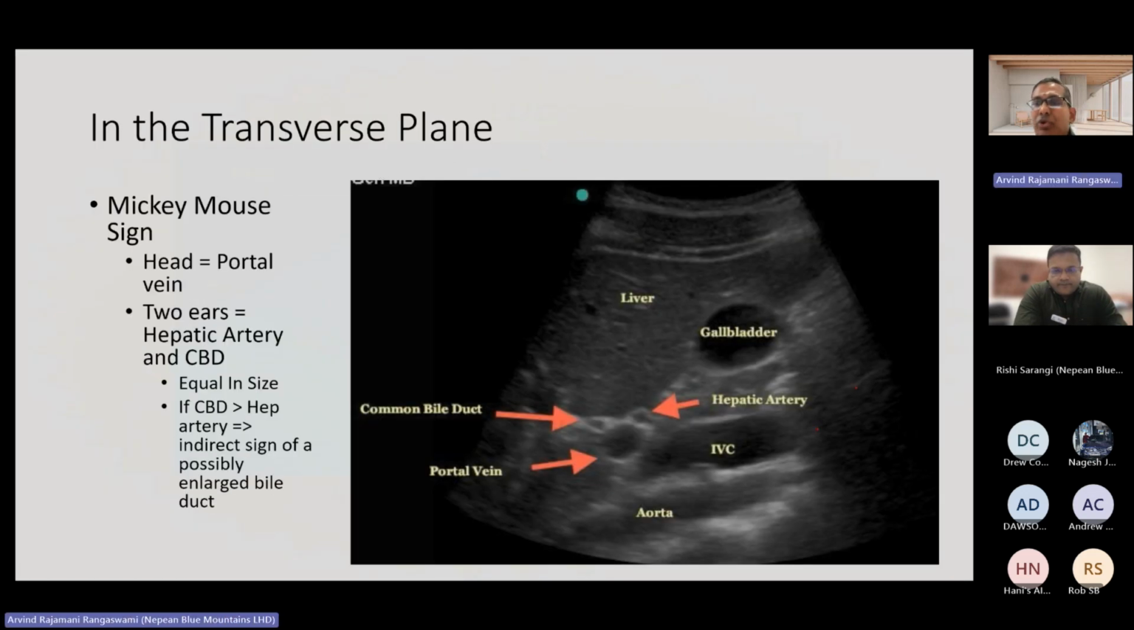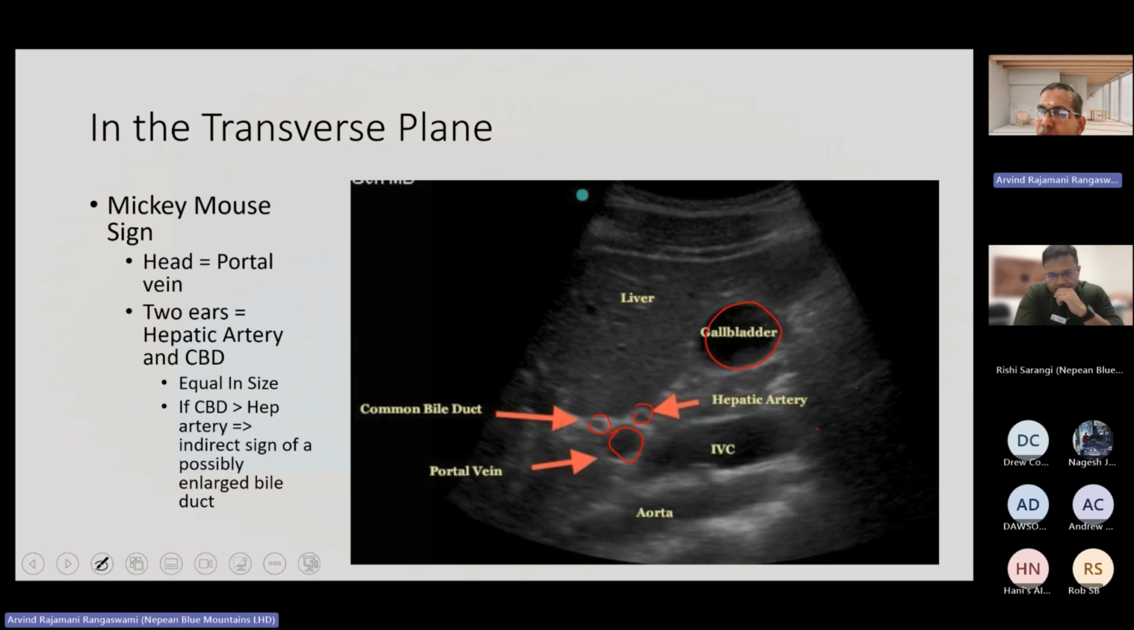Now, if you rotate the probe by 90 degrees and get the gallbladder in its short axis, which is the transverse axis, a number of the other structures will end up going longer. And here you have something called the Mickey Mouse sign, wherein you have the portal vein, which is slightly posterior, and you have the hepatic artery, which is medial to the portal vein, and the common bile duct, which is slightly lateral to the portal vein. This is called the Mickey Mouse sign.